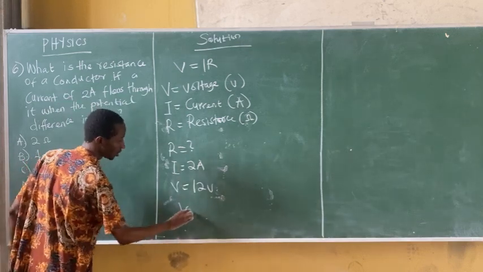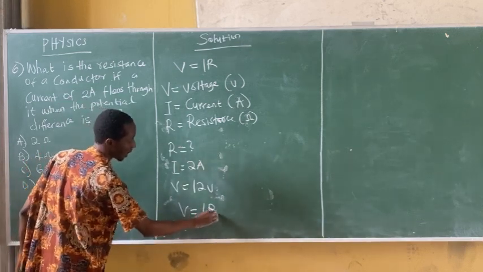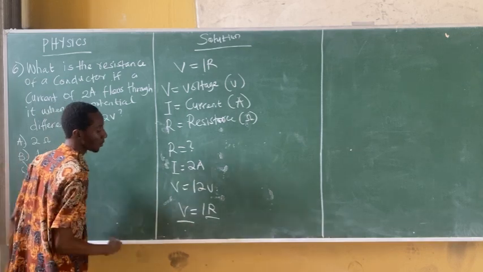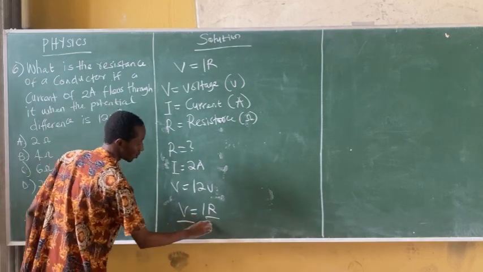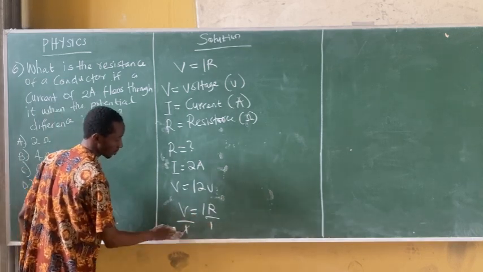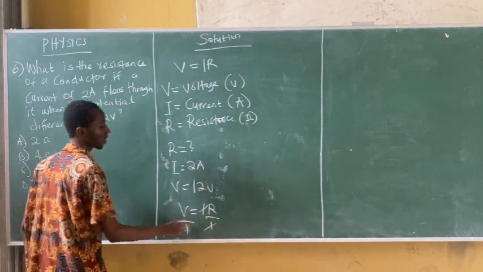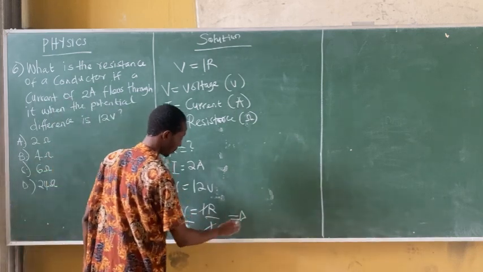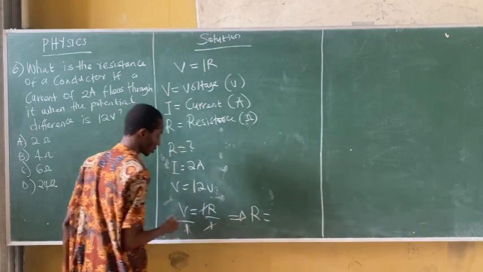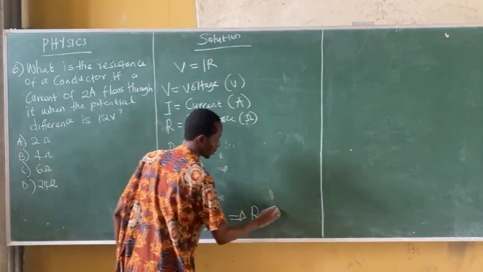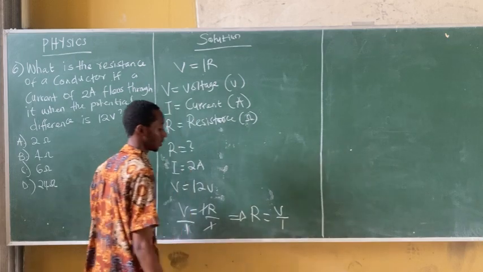We have V is equal to IR. When we divide both sides by the value attached to R, which is I, this will cancel this. We're left with R. This will give us R is equal to what? V over I.